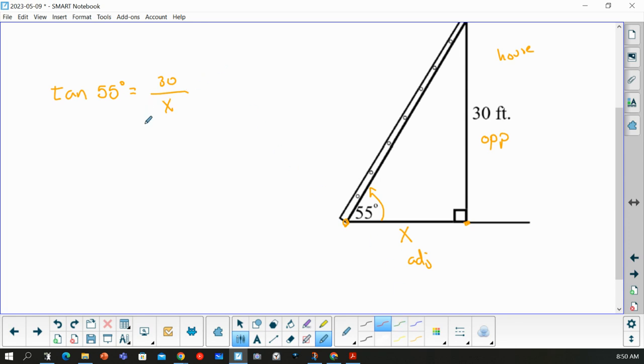Now to solve this, when the variable is in the denominator, I can use a shortcut where this tangent 55 trades places with this x that's down here. So I'm going to put the x on this side. 30 doesn't move. Tangent 55 goes down here. So on my calculator, this is what I'm going to plug in. 30 divided by the tangent of 55.